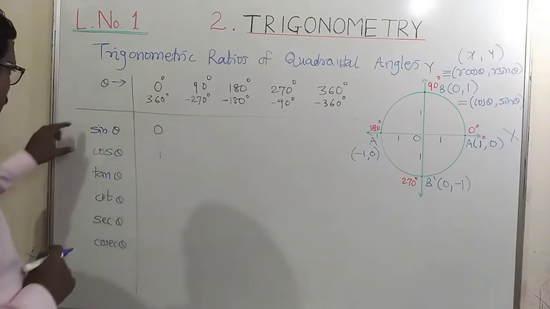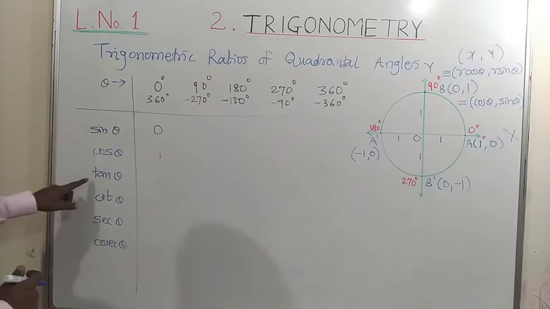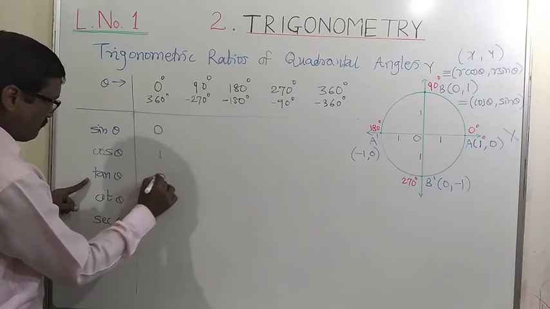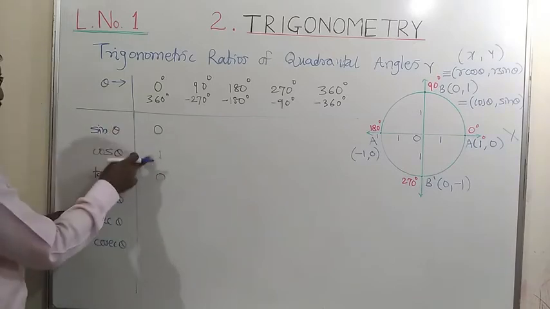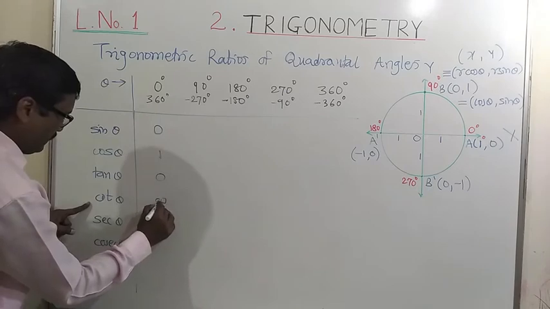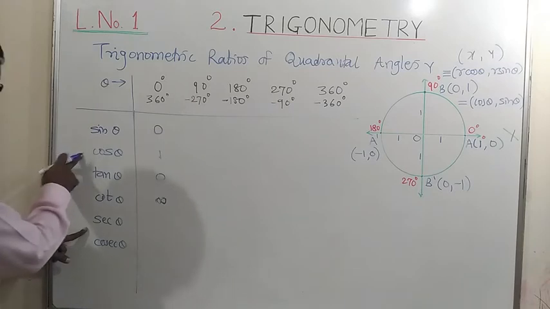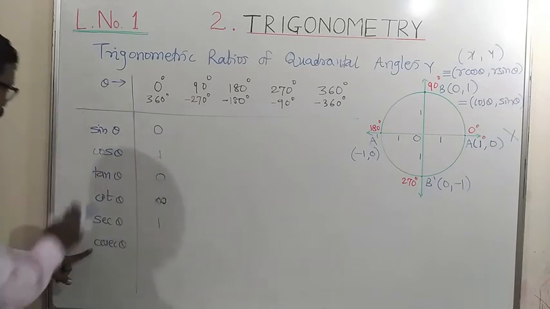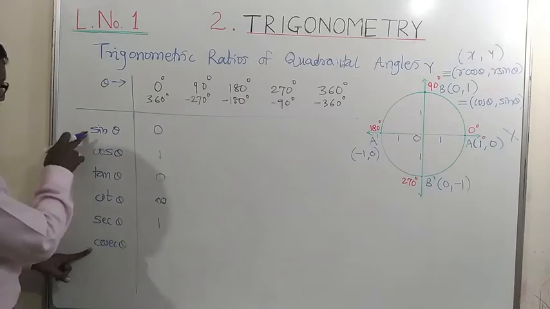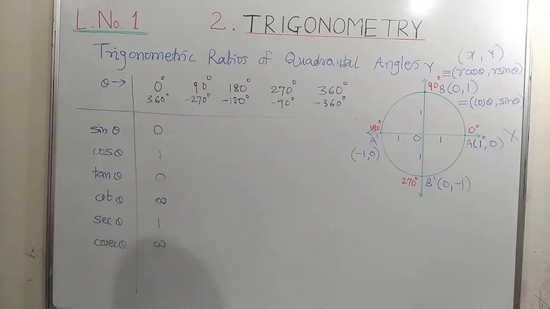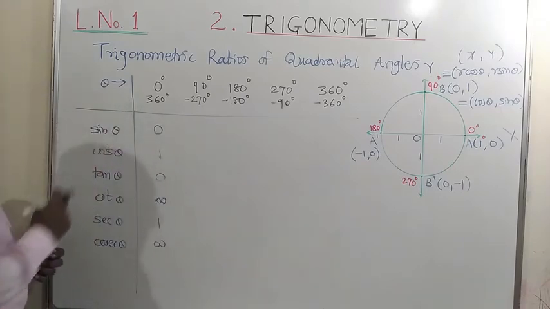Now if we get these two values, we can find the remaining also, because tan is nothing but sin upon cos, so 0 upon 1 will be 0. Cot theta is cos upon sin, so 1 upon 0 is not defined. We can't define that for 0 degree. Sec theta is 1 upon cos, so 1 upon 1 is 1, and cosec is 1 upon sin, so 1 upon 0 is again not defined. So these are the values of all trigonometric ratios related to angle 0. Obviously the same are for 360 degree.